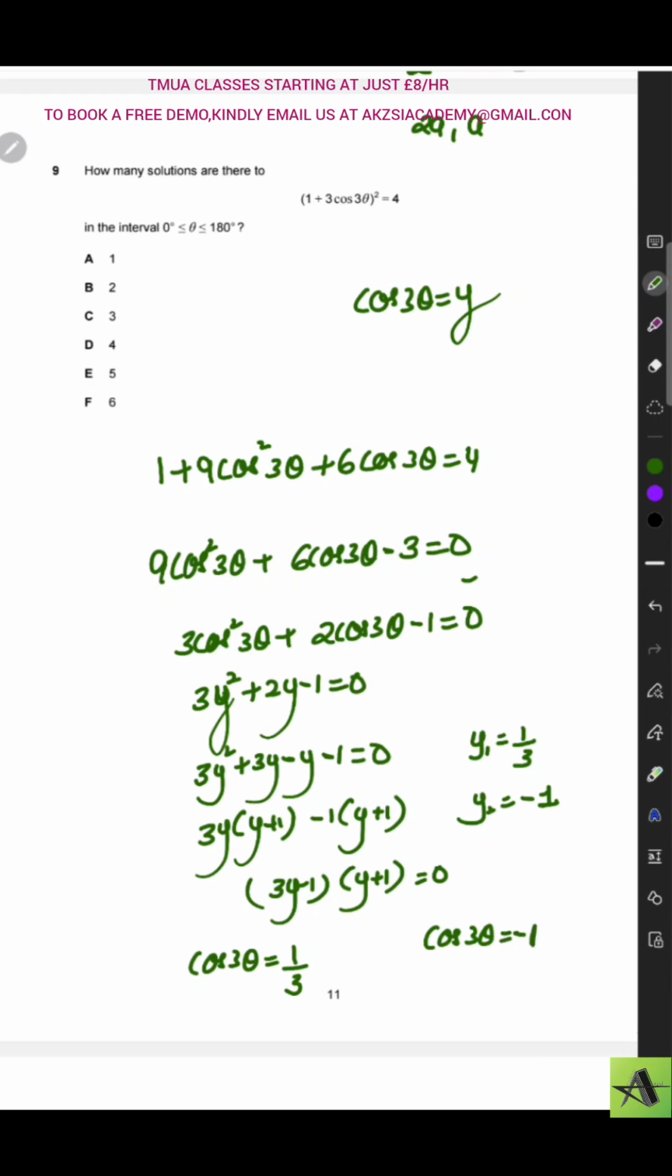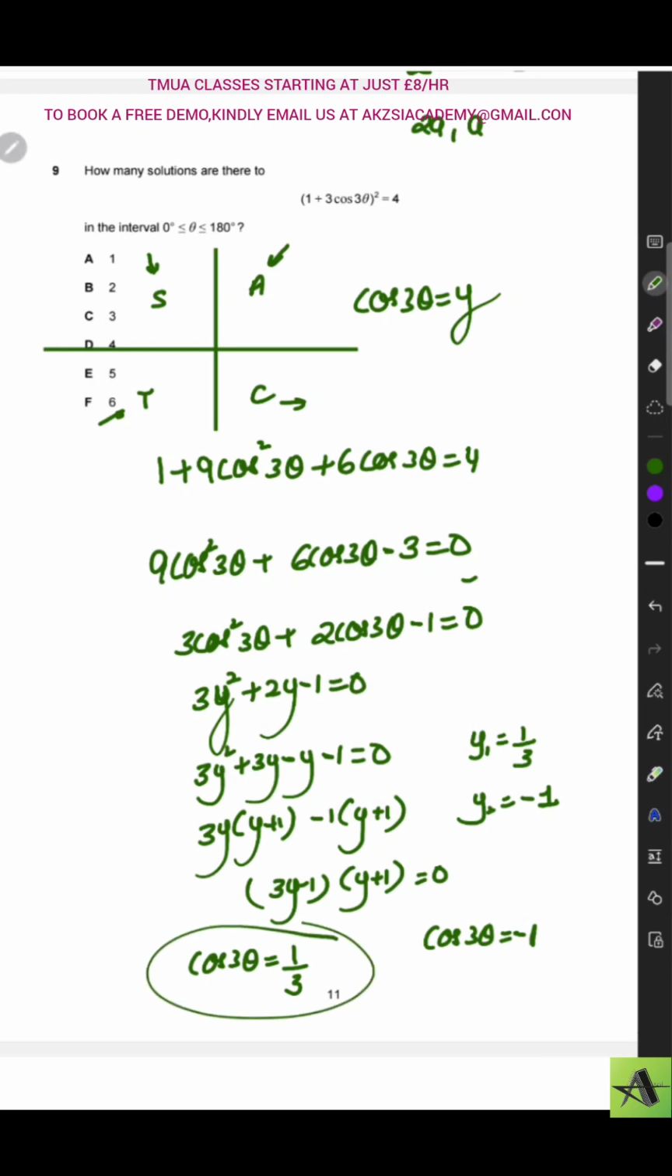And now is the time to apply the CAST rule, which means I have to draw this. Here cosine and sec are positive. Here all the trigonometric functions are positive. Here sine and its inverse cosec are positive, and here tan and cot are positive. So first we have to take the inverse of this one.